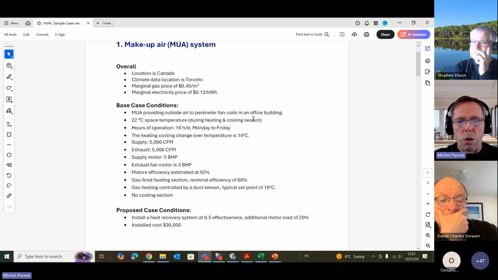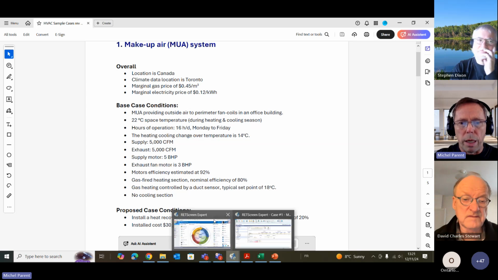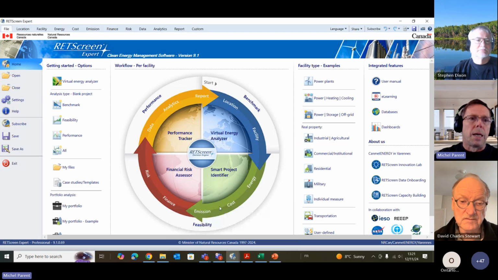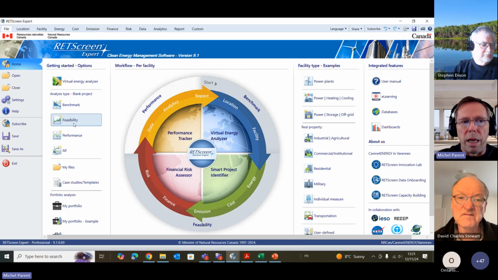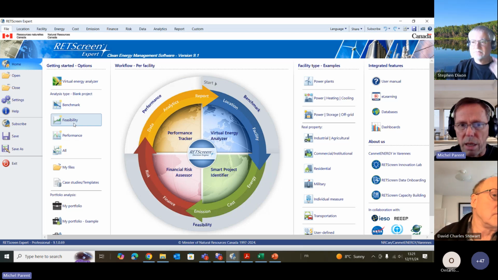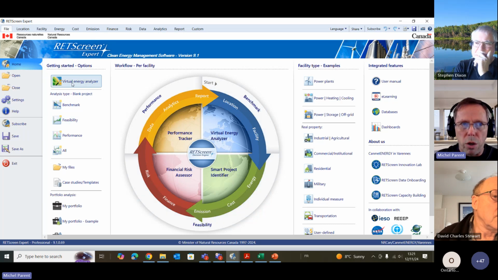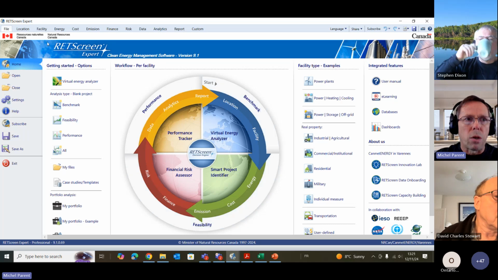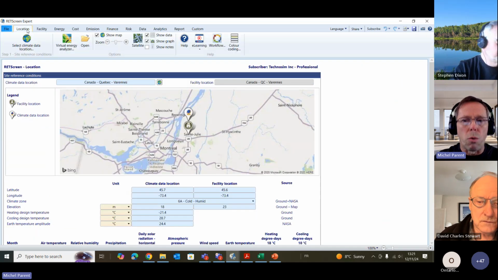So I invite everybody to open a RETScreen file, a blank file. And you can define that file as being a feasibility study, just like Stephen had. So hopefully everybody's already at that page. You have feasibility, because the first thing we're going to do is define our location. We're not using the virtual energy analyzer. We're not going to discuss the virtual energy analyzer at this point. So we're going to build from scratch a feasibility analysis. And first thing we're going to do is select the right location.